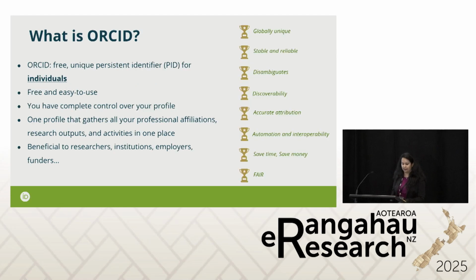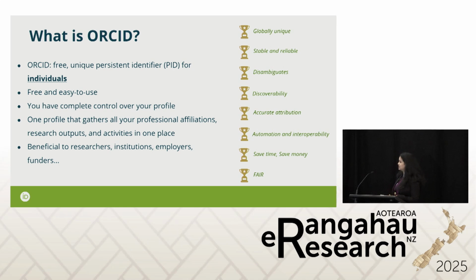So, what is ORCID? ORCID stands for Open Researcher Contributor ID. It is a persistent identifier for individuals, such as researchers, innovators, and scholars. It is an online profile that is free for researchers to create and easy to use. And you have complete control over your profile. It acts as one location where all of your personal affiliations and research contributions can be gathered. And this is beneficial not only to the researchers, but also institutions, employers, and funders.